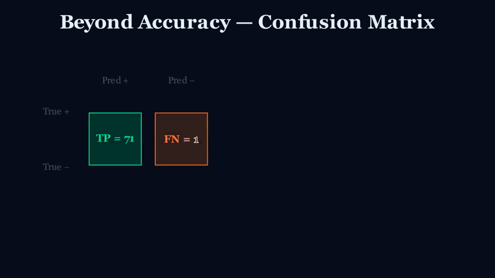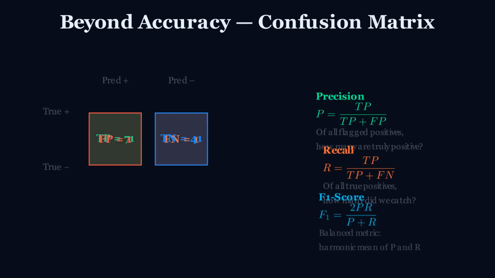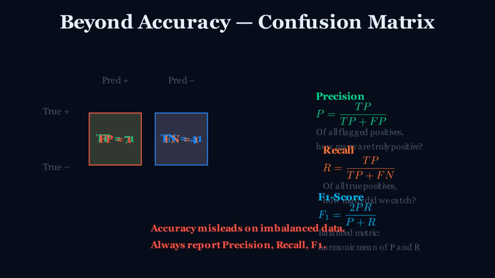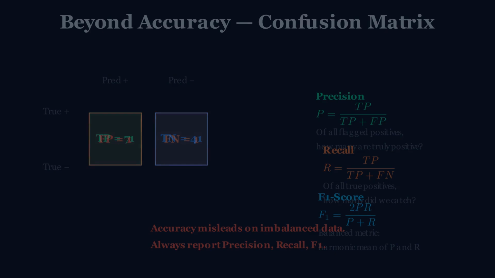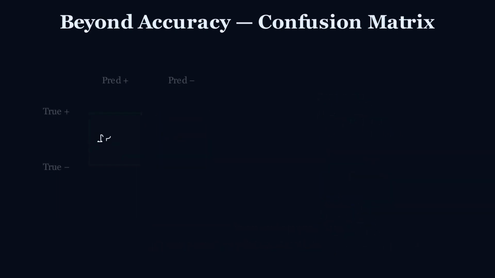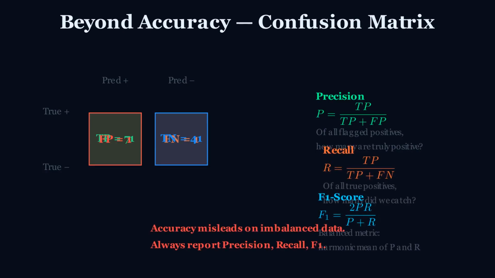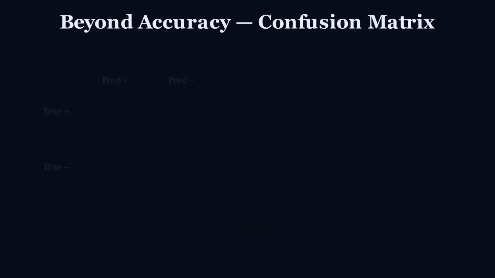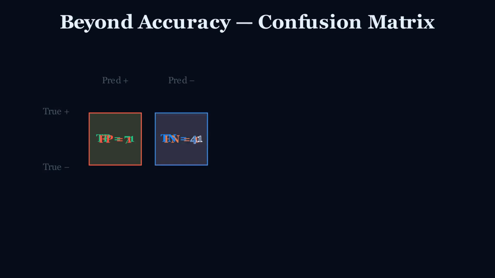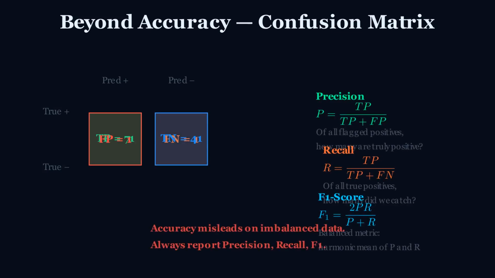From these 4 numbers, we derive 3 essential metrics. Precision: of all patients we flagged as sick, how many truly were sick? Recall: of all patients who were truly sick, how many did we catch? F1 score, the harmonic mean of precision and recall. The balanced metric. In medical applications, recall is paramount. Missing a malignant tumor is far more dangerous than a false alarm.